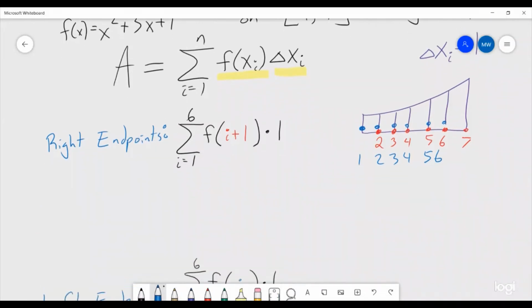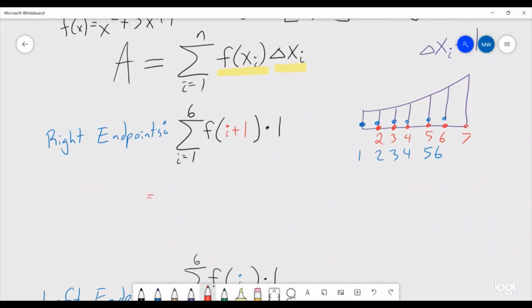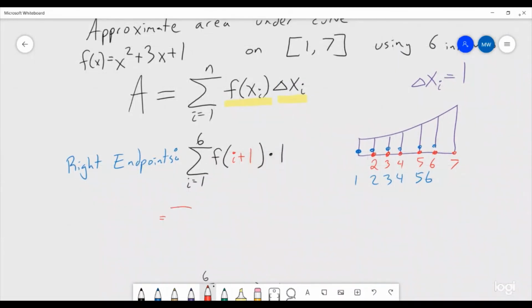Okay, so our right endpoint is going to be the sum from i equals 1 to 6 of f of x. Let's write this down: i equals 1 to 6 of f of x, so that's going to be (i plus 1) squared plus 3 times (i plus 1) plus 1. Now we have a couple of choices. We can either evaluate this directly by computing each of these 6 terms and adding them up, or we could rewrite this in terms of all of those different sums that we were talking about just a bit ago. I'm going to just evaluate this directly. It seems like a pretty straightforward thing to do. So let's go through and see what that is.